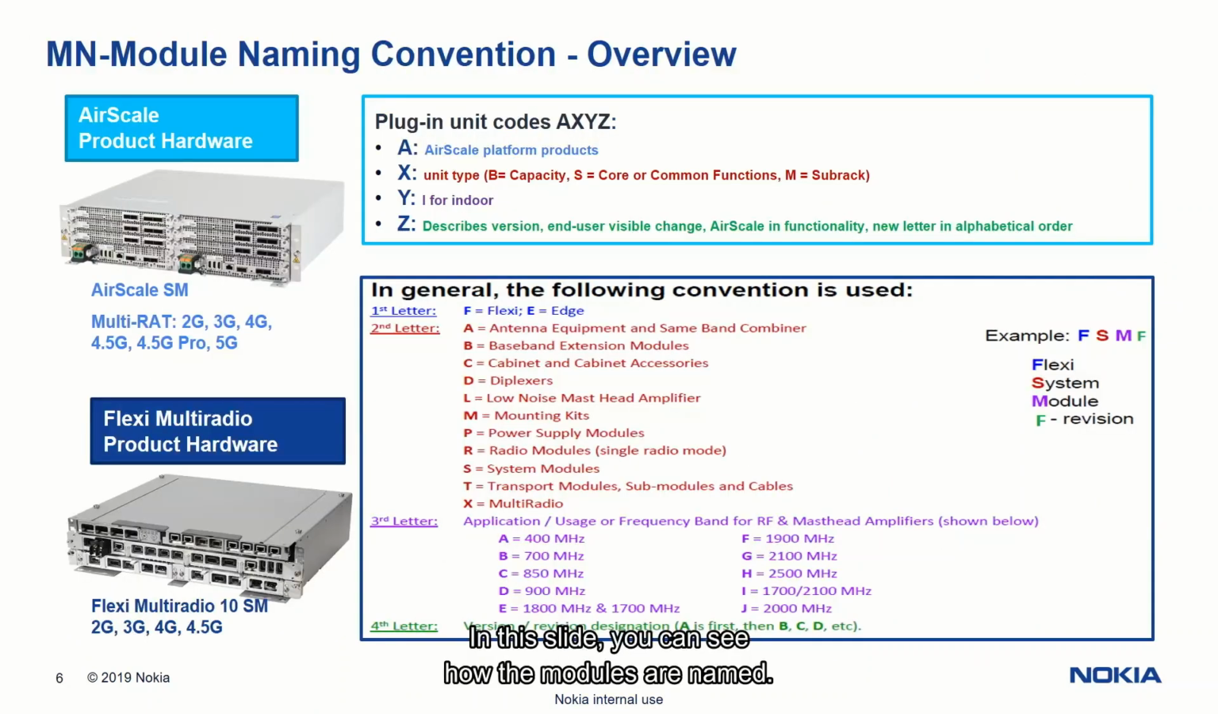In this slide, you can see how the modules are named. So, the first letter of the product name stands for the platform. If you have an A, it means that we have an AirScale platform. If it's an F, it means that we have a product related to the Flexi platform. Then, in the third letter in the radio modules, you can find the frequency band. And in the radio modules, the fourth letter is about the second frequency band, if you have the multiband radio module.